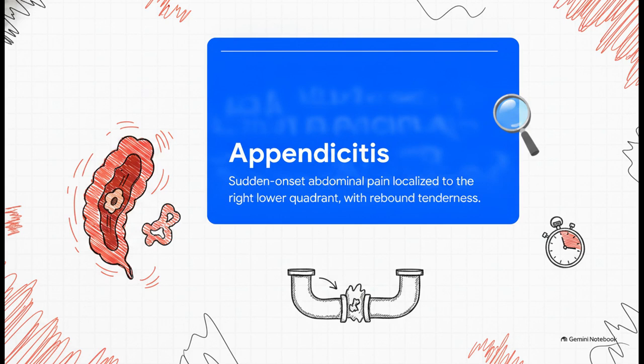Now, the really critical emphasis here is on the pathophysiology, specifically luminal obstruction. Whether it's from a fecalith or a lymphoid hyperplasia, that blockage is the primary driver of the localized inflammation. You know this is a surgical emergency, right? Understanding that luminal obstruction dictates the need for prompt intervention is absolutely crucial to prevent complications like perforation and peritonitis.